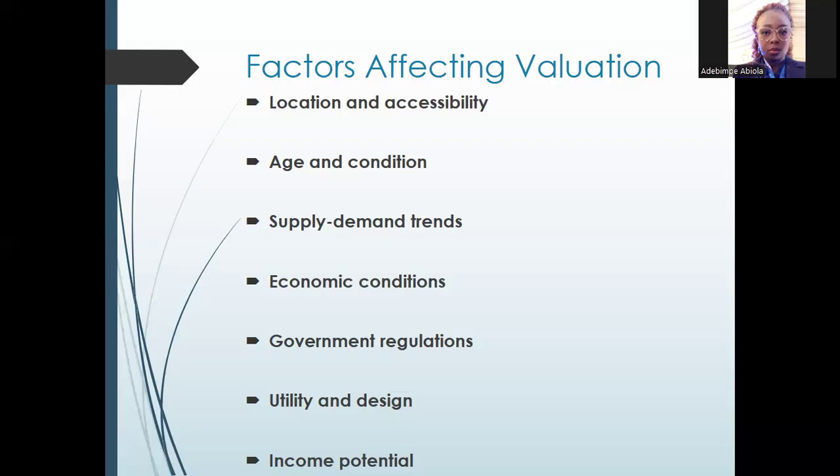Such a property will definitely command higher value compared to the one that is just built and then is not tastefully finished. There are some utilities you put in a property that will make the property more enhanced, especially now that we have incorporation of smart features, incorporation of green features. What do you expect of such a property? It will definitely command higher value compared to the ones that are not automated.